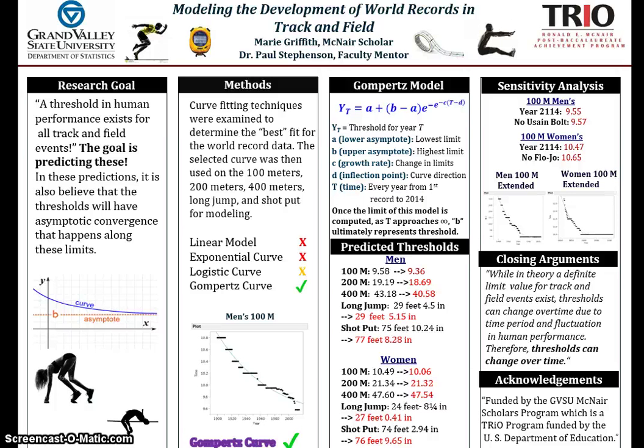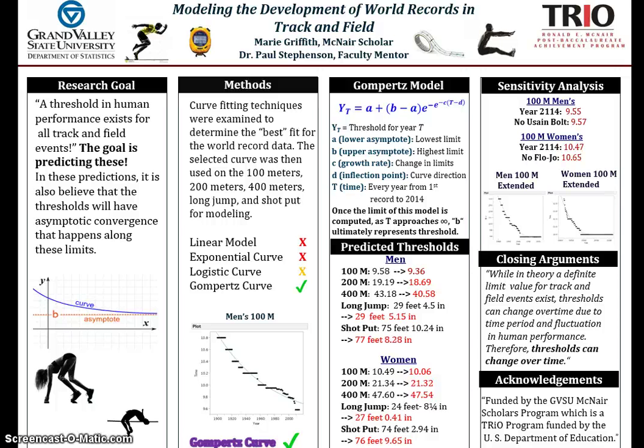And indeed it did. If we were to extend the world record of 9.58 for 100 years, the threshold would change from 9.36 to 9.55. Same for the women. If the world record of 10.49 was extended for 100 years, it would change from 10.06 to 10.47. Also, in the sensitivity analysis, the current world record holders of the 100 meter dash were taken out of the analysis to see if it would affect the limit values, which indeed it did.